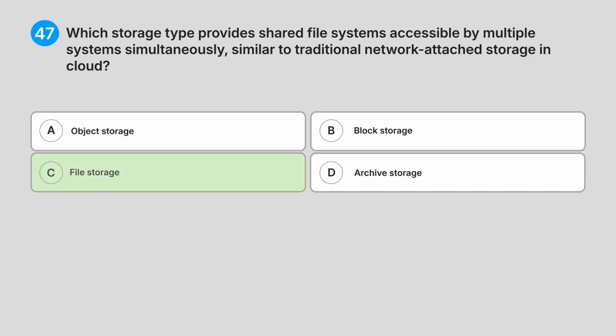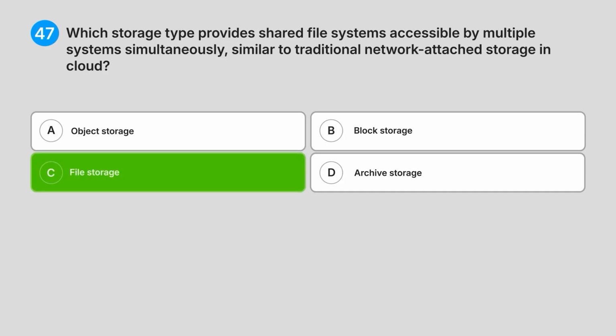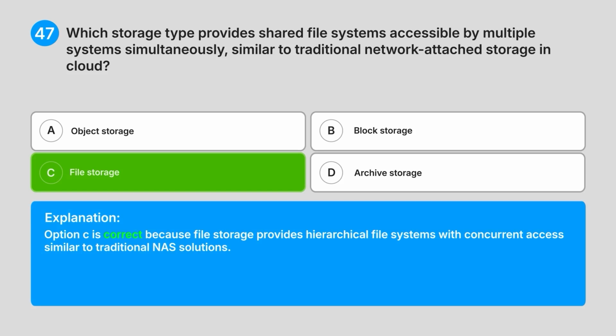Correct answer, C. File storage. Explanation. Option C is correct because file storage provides hierarchical file systems with concurrent access, similar to traditional NAS solutions.